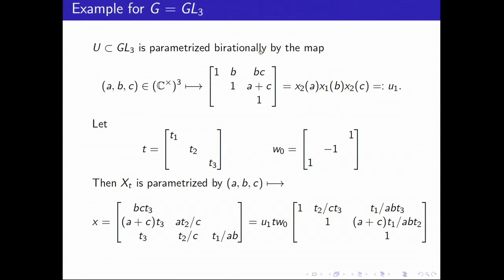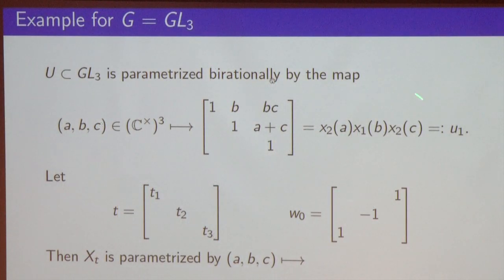Okay. So let me do an example of trying to calculate these functions in explicit coordinates. So I'm going to use this kind of product that I already had earlier, which I discussed when I talked about the Loewner-Whitney theorem. So if I multiply this product x2 of a, x1 of b, x2 of c, then I'll get this matrix. And a generic upper triangular matrix with ones on the diagonal can be written in this form. This gives a birational parametrization of the unipotent subgroup.